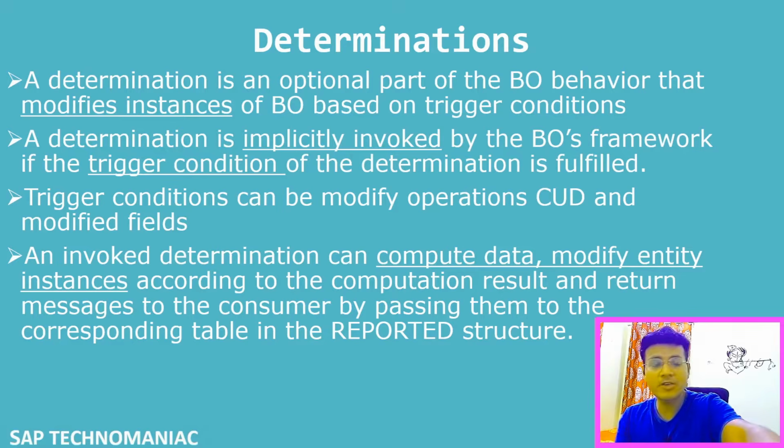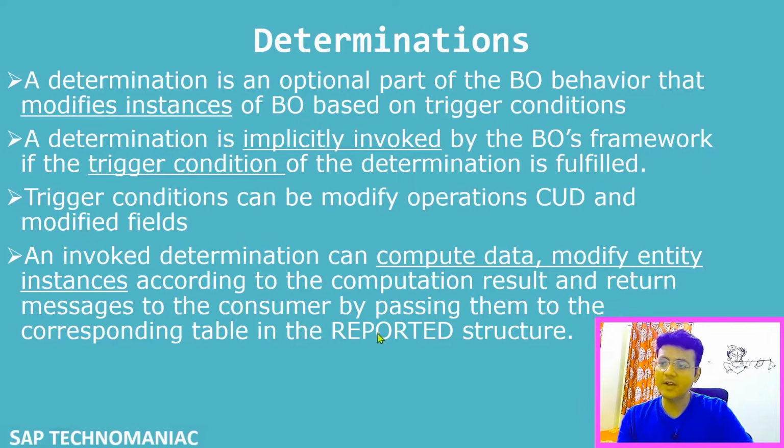During the modification, we can compute some value of a field, or we can change some of the fields based on our requirement, based on some other fields or some other operations. Whatever we have done, finally we have to put, whether it errored or succeeded, in the reported structure.